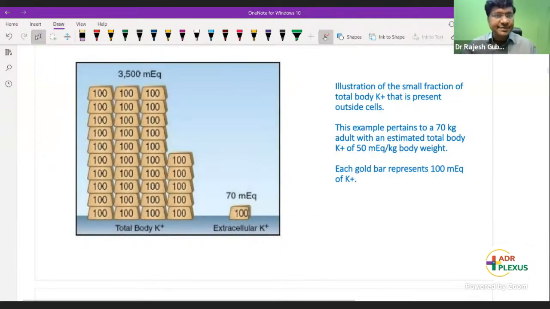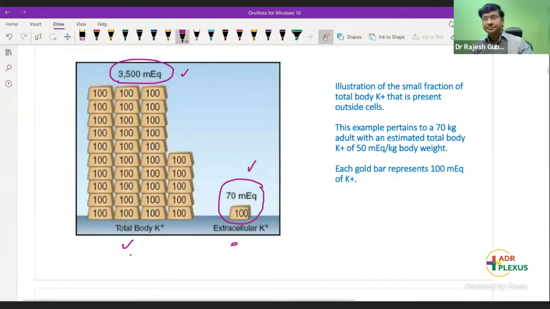Now, you see this. In a 70 kg person, 3,500 is the total potassium, out of which 2%, that is 70 milliequivalents, is present extracellular. The remaining all are intracellular. The remaining almost like how much? 3,430 will be intracellular. Okay.